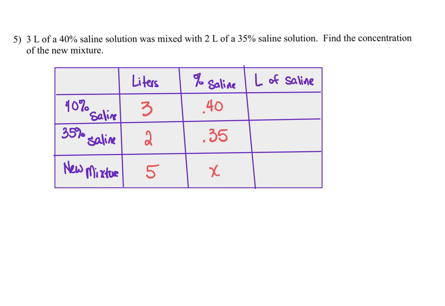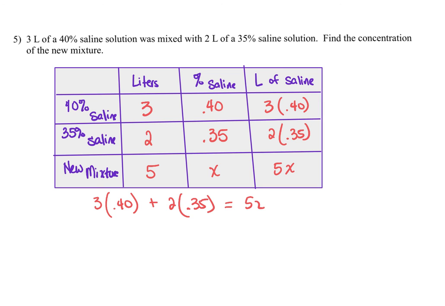This last column we multiply across. 3 times 0.40, 2 times 0.35, and 5 times X. All right. Now the liters of the first and the liters of the second of saline should add up to the total. So once again, I'm going to add those. I'm going to say 3 times 0.40 plus 2 times 0.35 equals 5x.